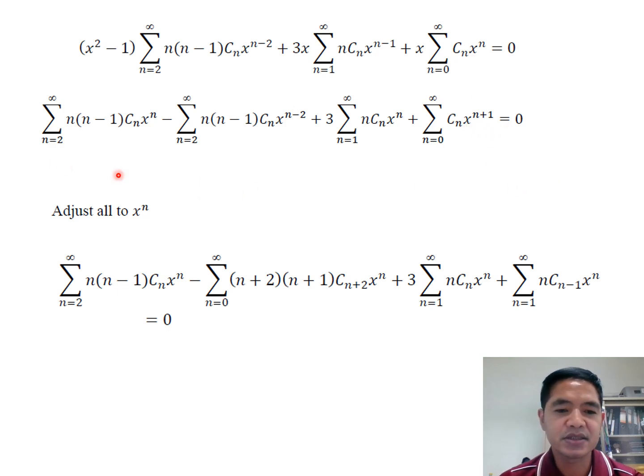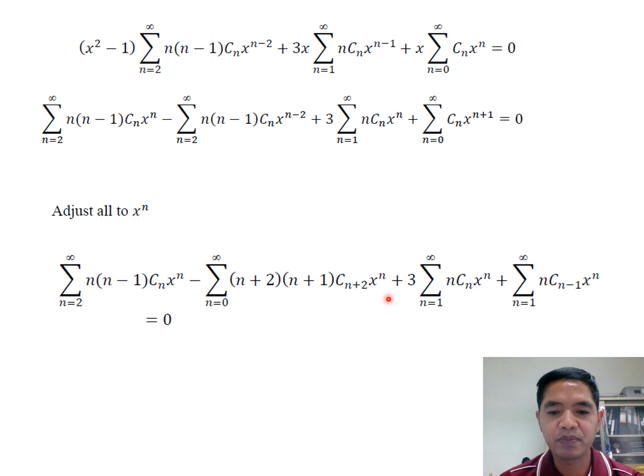The next step is you adjust the powers to x to the n. You can choose any one, like x to the n, or x to the n minus 2, or x to the n minus 1. It doesn't matter, just pick one. Okay, here I choose x to the n plus 1. So in the first term, it's the same, just take it down. And in the second term, when you adjust to x to the n, you have to add 2, right?